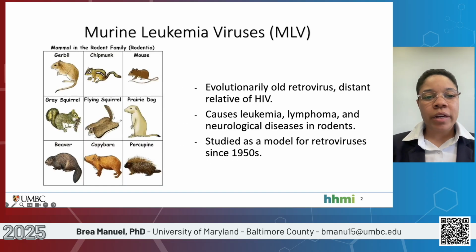So to begin, I'm working with Moloney murine leukemia viruses. The murine leukemia viruses are evolutionarily old retroviruses. More specifically, though, because our lab works with HIV-1, we're looking at this because it is a distant relative of HIV. It causes leukemia, lymphoma, and neurological diseases in rodents, and has been studied since the 50s as a model for retroviruses because around this time it wasn't particularly safe for people to work with HIV. So we use this as a model to help understand retroviral genome packaging and retroviral evolution.